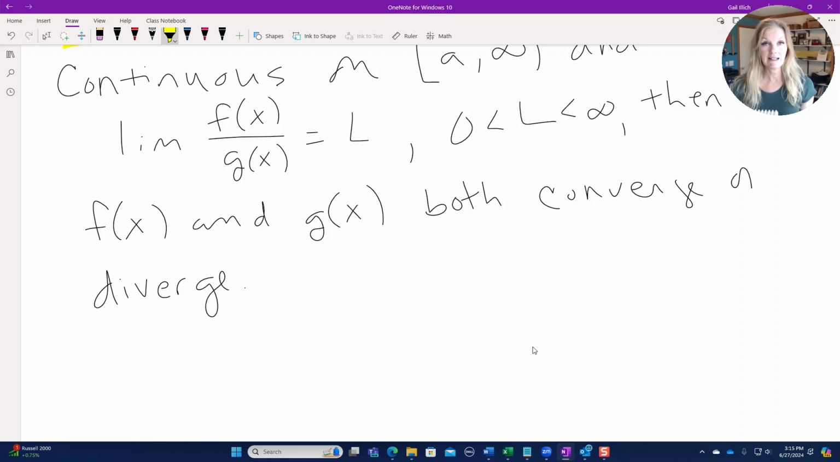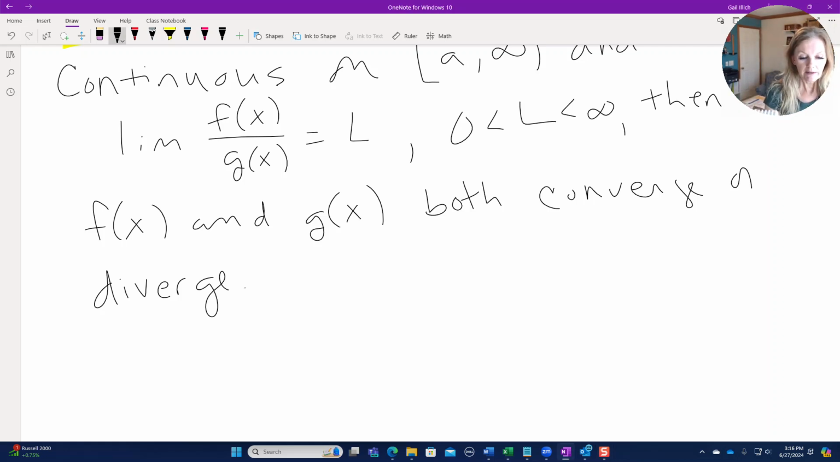So the idea again is to find a function for which you can decide whether it converges or diverges, and then do the limit comparison test. If you do get a limit, then you'll know whether the other one converges or diverges. So the trick then becomes, what should I let f of x and g of x be?